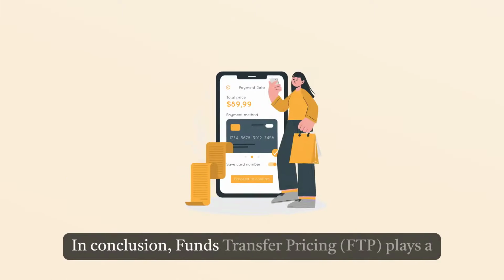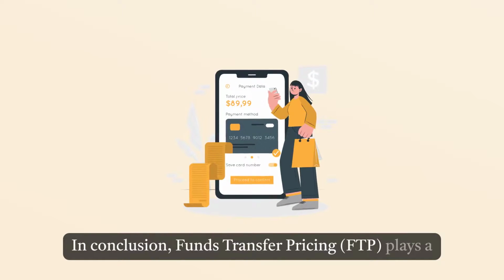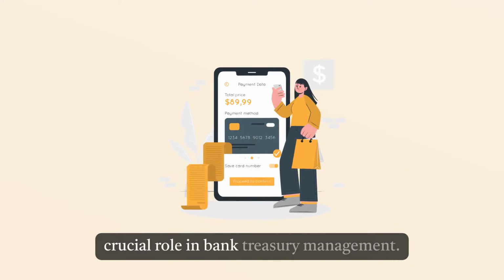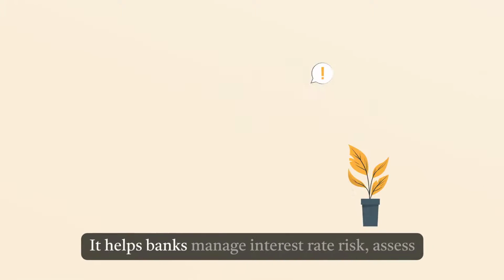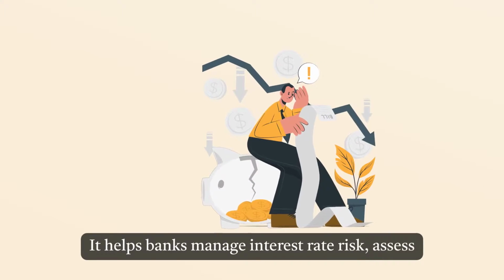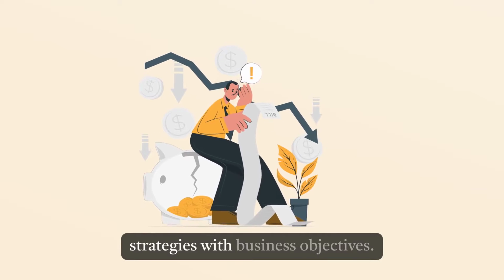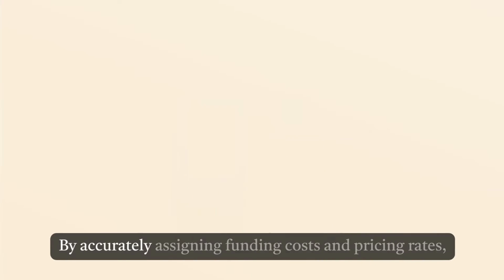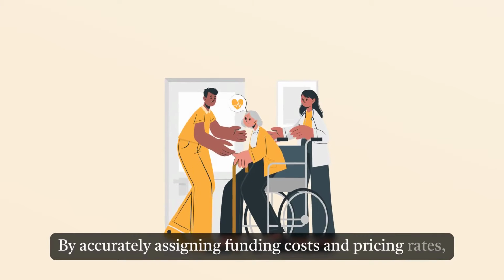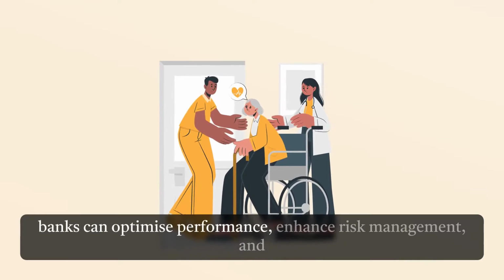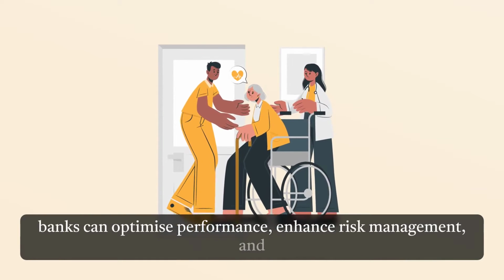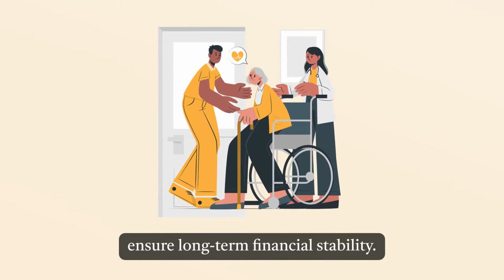In conclusion, funds transfer pricing, FTP, plays a crucial role in bank treasury management. It helps banks manage interest rate risk, assess the profitability of business units, and align funding strategies with business objectives. By accurately assigning funding costs and pricing rates, banks can optimize performance, enhance risk management, and ensure long-term financial stability.